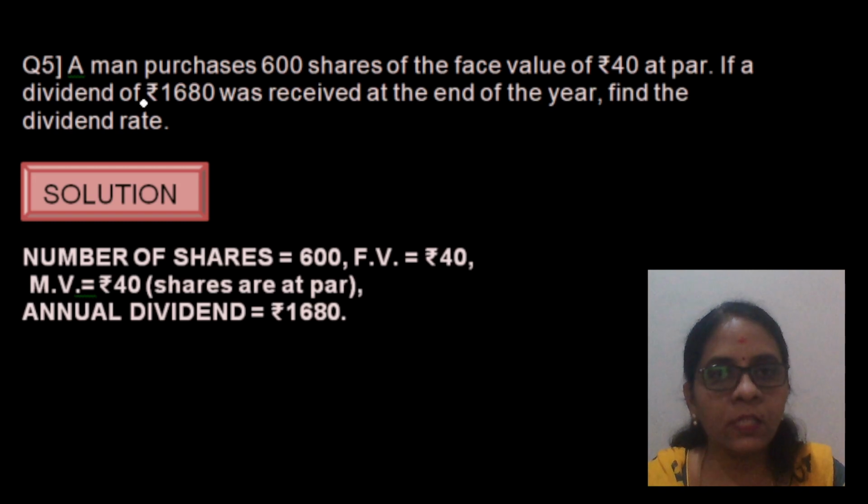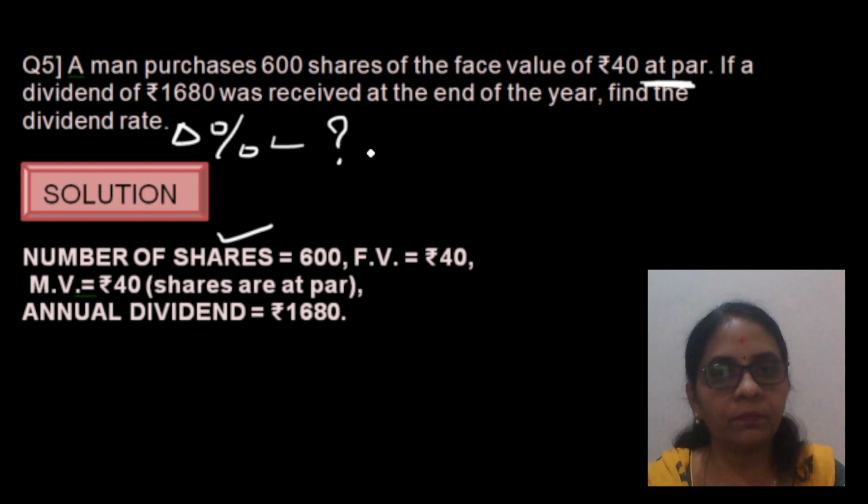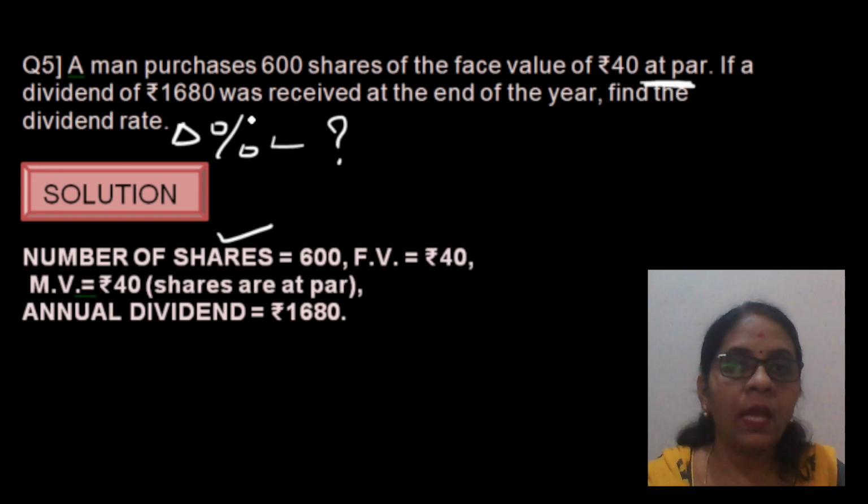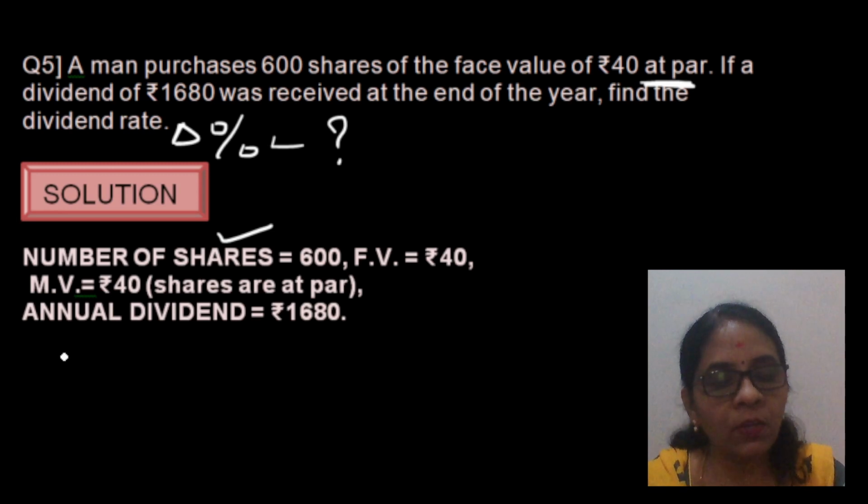Okay. So in this question it is given a man purchased 600 shares. So the number of shares is 600. Face value is 40 at par. Here the keyword is at par. At par means the face value and market value are the same. The annual dividend is 1680. Here also they are asking us to find the D percent. So we know number of shares, we know the market value, we know the face value, and we have to find the D percent.